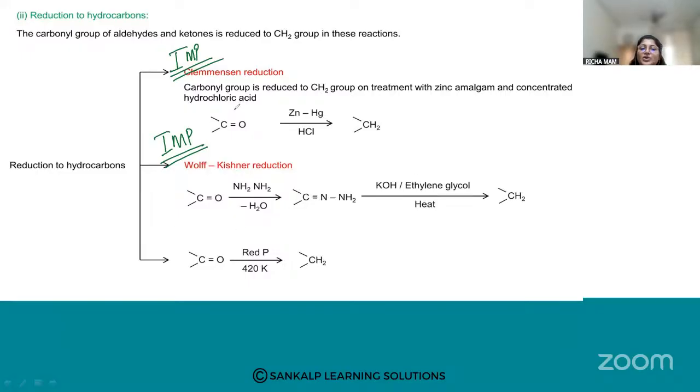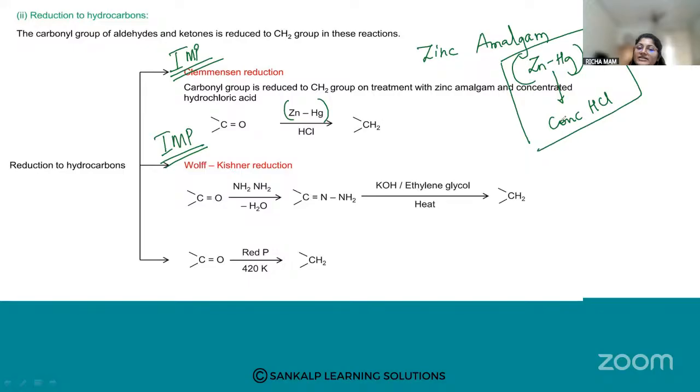So let us see the first one, the Clemmensen reduction. The carbonyl group is reduced to a CH2 group. How are we reducing it? We are making use of zinc amalgam, that is ZnHg, in the presence of concentrated HCl. Your carbonyl carbon is reduced to CH2, that is, a hydrocarbon. Very important, so please mark this.